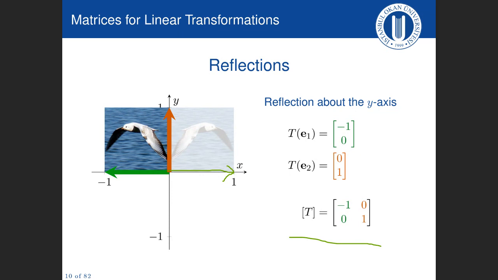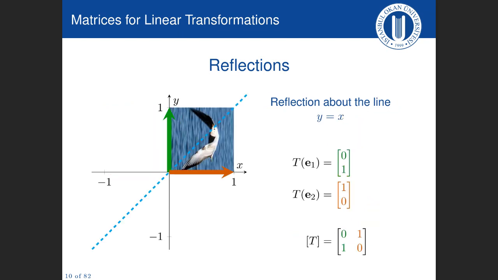We don't have to reflect only about axes, we could reflect about any lines. For example, let's suppose we reflect about the line y equal to x. Then the vector E1, which started at here, reflects to (0, 1), and E2 reflects to (1, 0). So the standard matrix is 0, 1, 1, 0. First column is the green one, (0, 1). Second column, the orange column, is (1, 0).